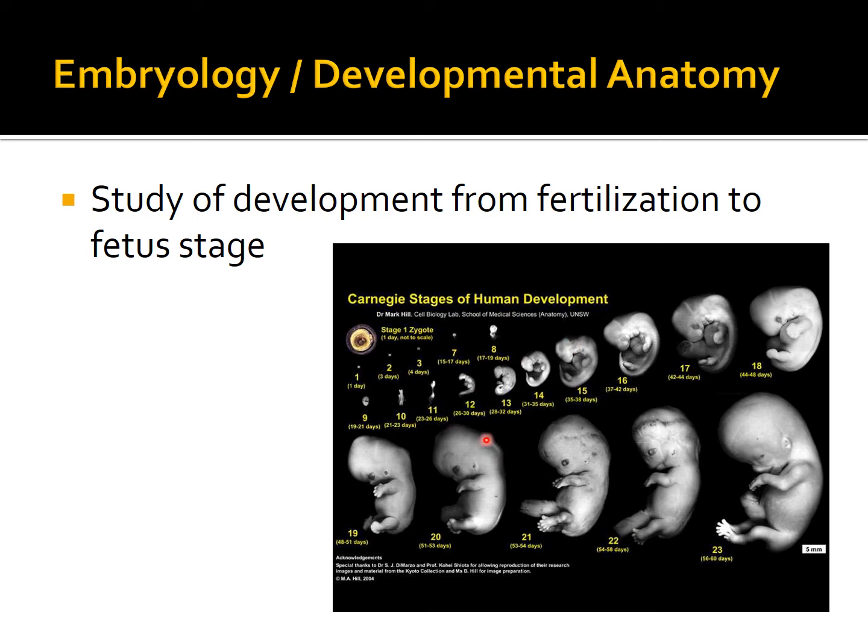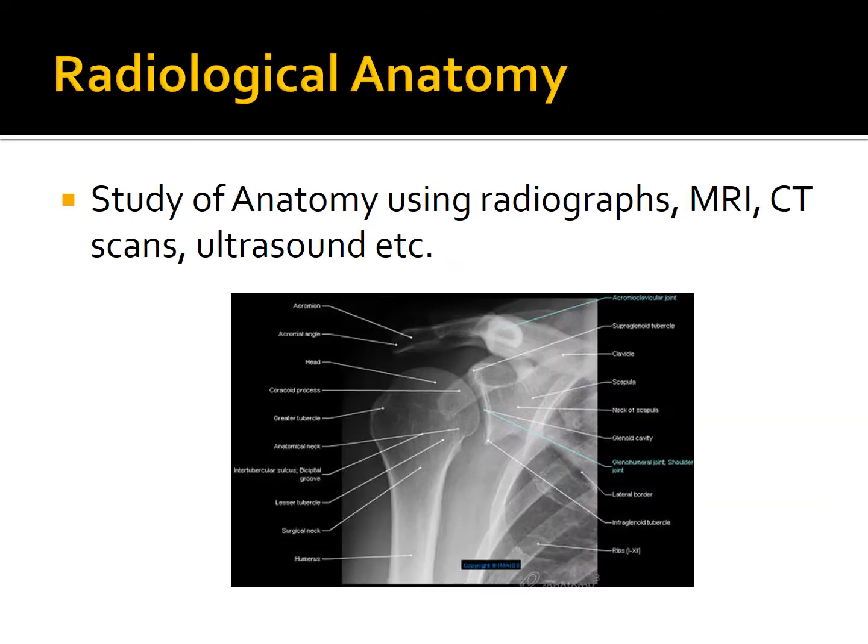During these stages there are different developments: how the heart is formed, how the eye is formed, how the limbs are formed, how the face is formed. We study the individual structures and how they develop from the cellular structure. That is the development from fertilization to the fetus stage. So this is called embryology or developmental anatomy.